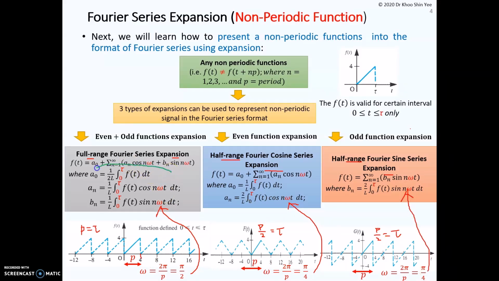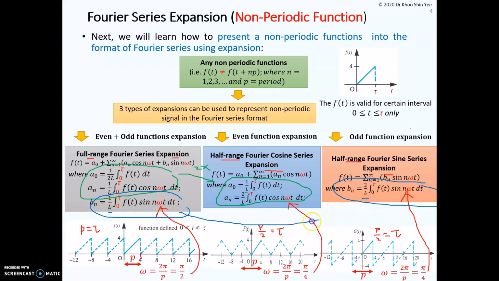When you compare the coefficients that we use to compute the a0 and the an here, you see the constant is different here. It is 2 times larger than the full range expansion formula. Same for the bn formula here, where you can see the constant here is larger than this constant, and you need to multiply by 2 to obtain this formula.